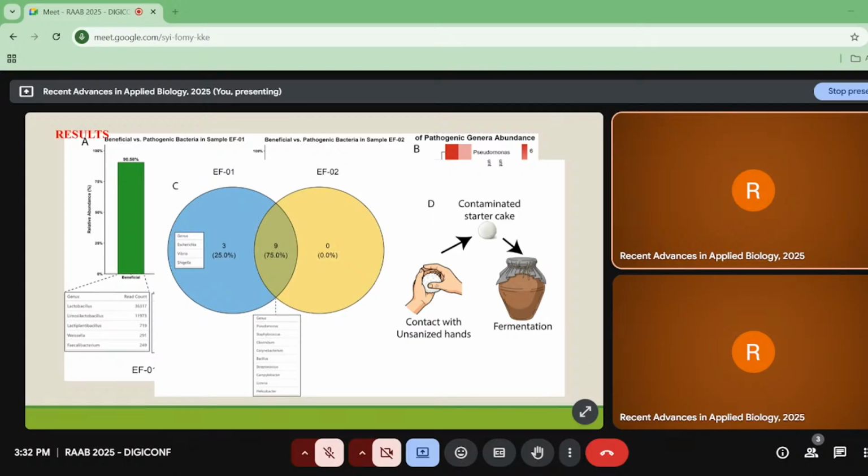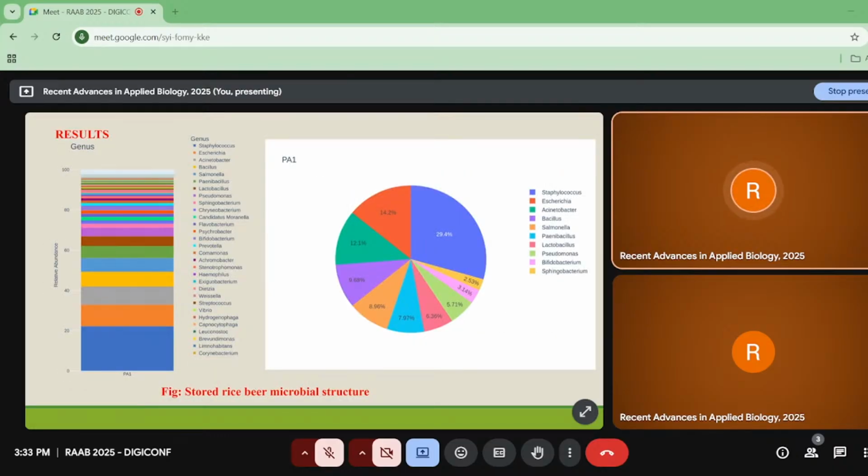And these are the other pathogenic versus beneficial bacteria. It is believed that as it is prepared by hand, the pathogens were contaminated from the hands. Now this is the result of PA1, which is the stored one. Here you can see drastically the largest one is not Lactobacillus and it is not a probiotic. It is Staphylococcus, a pathogenic bacteria.